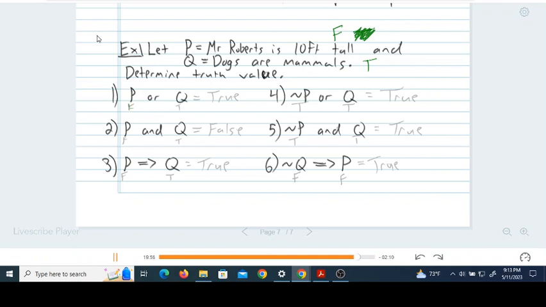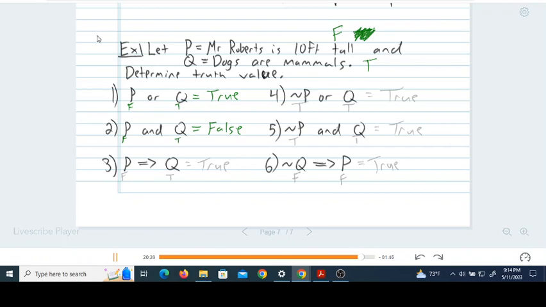So P is false. Q is true. With an OR statement, so long as any part of it is true, then the whole thing is true. So this statement is true. P is false, Q is true. With an AND statement, both have to be true for it to be true. In other words, if any part is false, the whole thing is false.